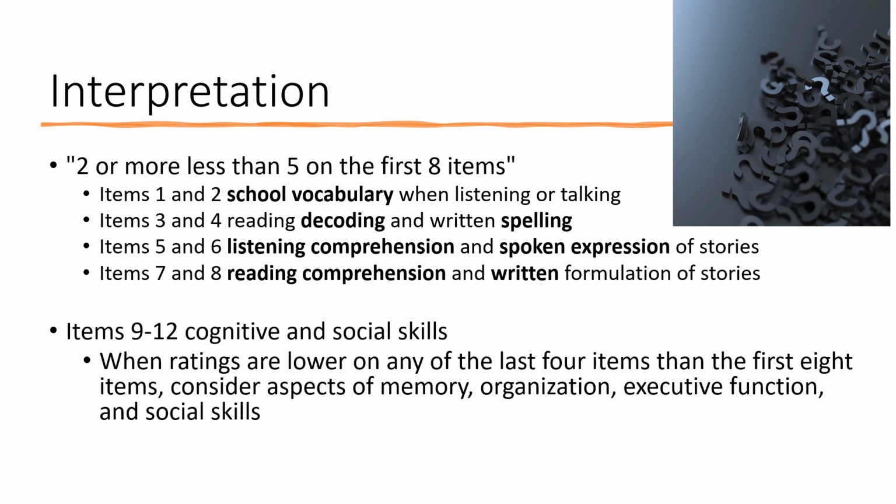Items 9 through 12 relate to the cognitive and social skills that are tied into language and literacy. So although these items aren't considered in that fail criteria, they are still important and can provide valuable insight. If we see that a student is rated lower on some of those items, that might raise concern for executive function, maybe attention. And then there's that last question about the social skills. So it can provide some input as to if there's any cognitive concerns or social concerns that we need to take into consideration within our evaluation.